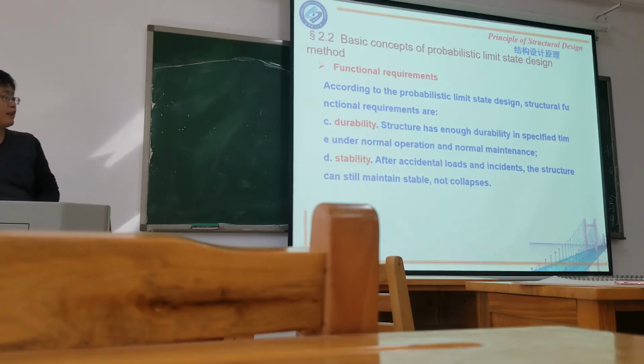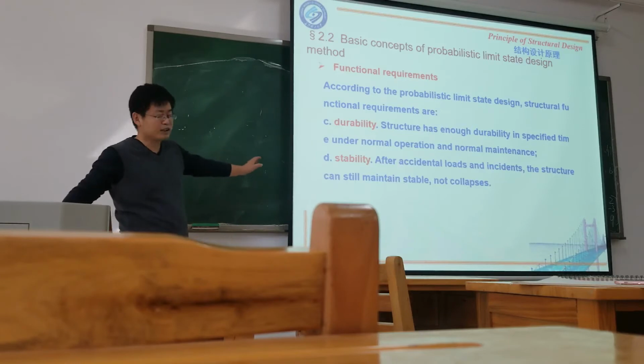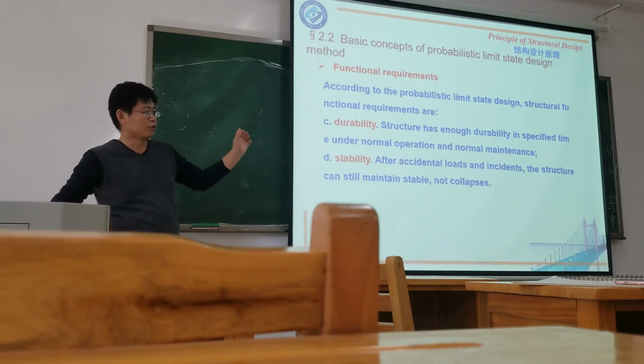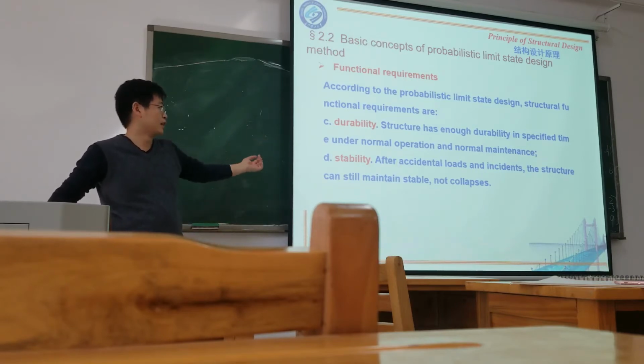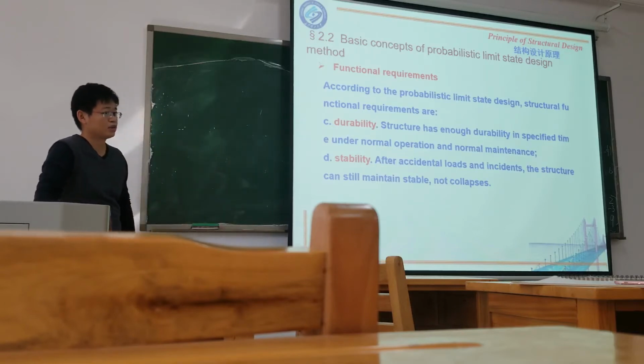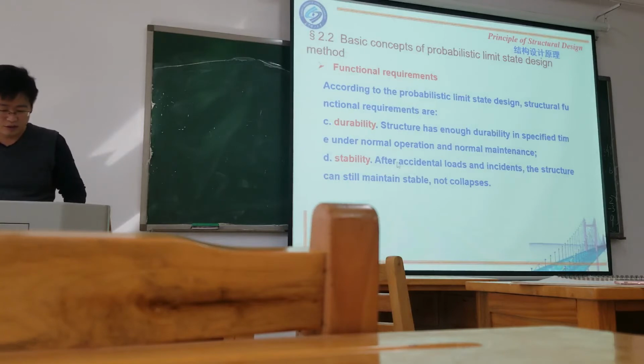The fourth requirement, stability. Stability means after accidental load and incident, the structure can still remain stable, not collapse. For example, the earthquake. During the earthquake, maybe some part of the structure is destroyed, but the total structure can still remain stable. That means after the earthquake, you can repair the structure, and after repair, the structure can still be used. If the structure totally collapsed in the earthquake, that means the stability doesn't meet the requirement. It's not good. So after accidental load or incident, the structure can still remain stable.